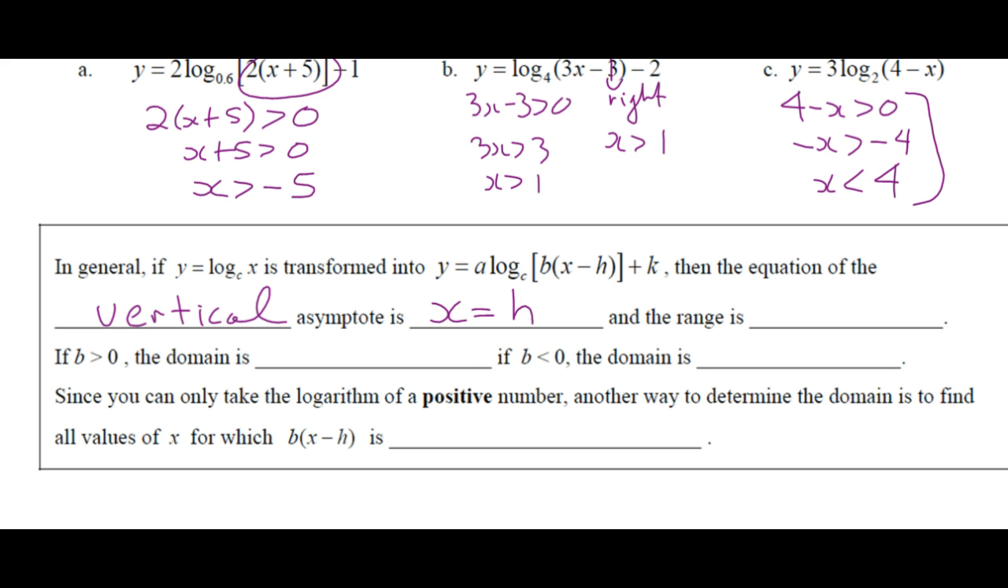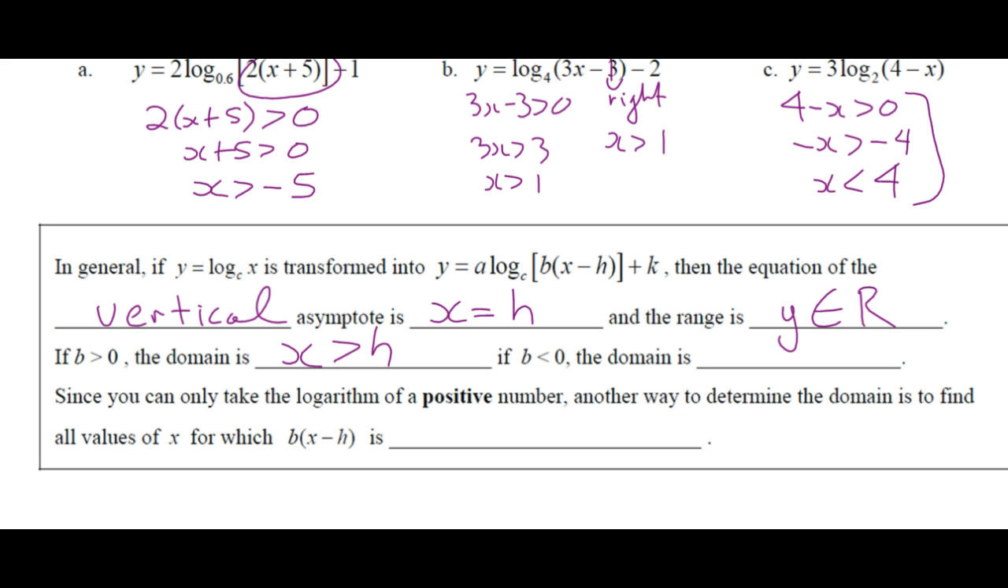And the range is? The log function, the range is always y is an element of the reals. If b is greater than 0, the domain is? So if b is greater than 0, we have no reflection in the y-axis, right? But what's happened? It's still moved. Greater than 0, but now it's moved. Where did it move? So it's greater than h, right? Because it's moved to the right h units. So x is greater than h.